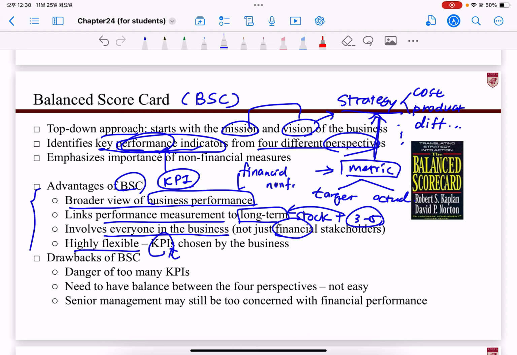But there's clearly a downside of BSC, which is that if you have too many KPIs, then it is really hard to control. And you may actually lose the focus on which key performance indicators we have to focus on, right? It's too complex. And we need a balance between the 4 perspectives, which is not easy. Which perspective are we going to focus on? That is debatable. And every person has a different opinion in an organization.